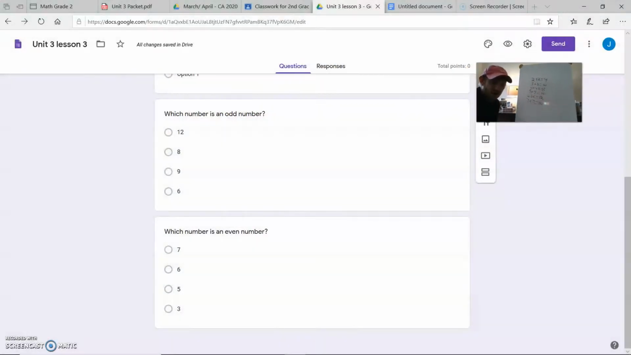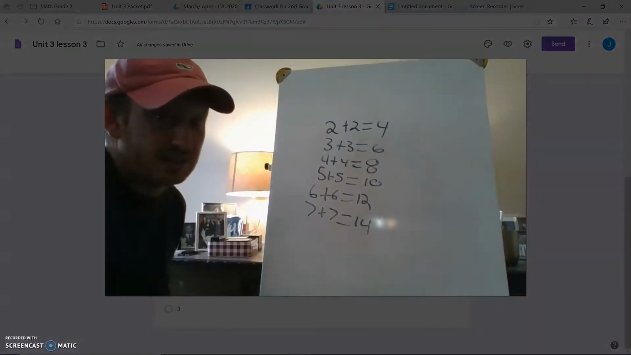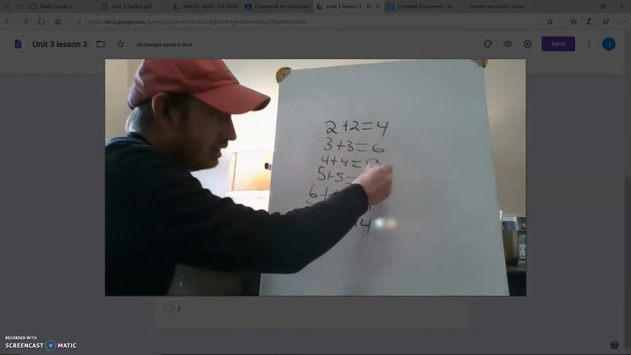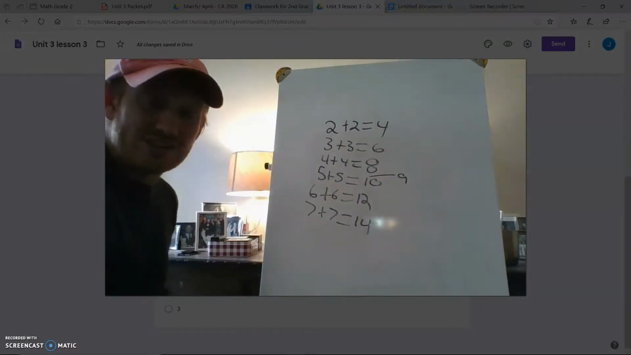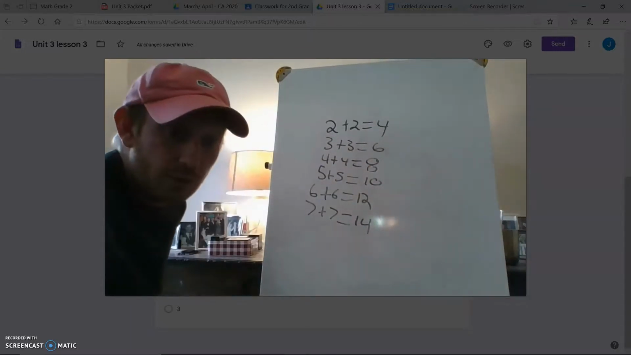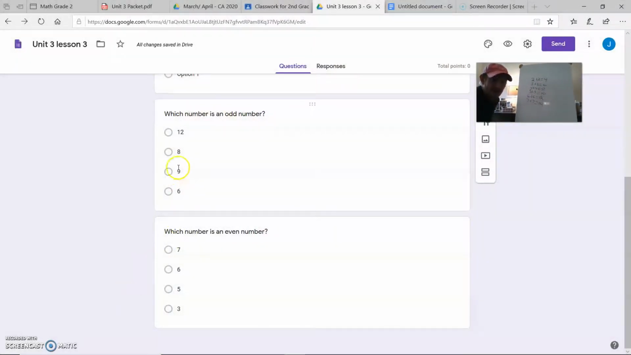So then we look at our numbers. Which is an odd number? 12. Well, 12 is not an odd number because you can make 2 groups of 6. 8. 8's not an odd number because you can make 2 groups of 4. 9. Now let's see. We have 4, 6, 8, 10. Well, 9 would go right here. But it doesn't fit, so we know that it's an odd number. So therefore, we know that the answer to number 3 is 9.